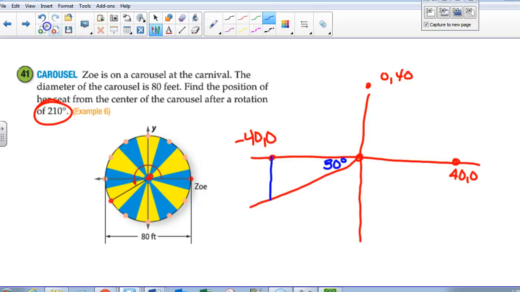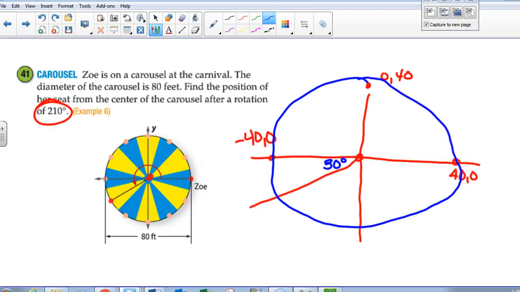That's not a good spot. I shouldn't have done what I just did, because she's going around here. Okay. So she's actually 40 units out, right? Because the radius stays the same all the way around. Okay. So we need to find this x and this y.